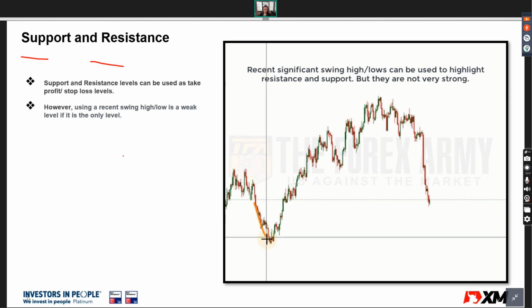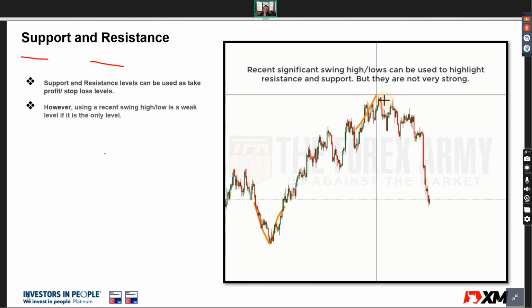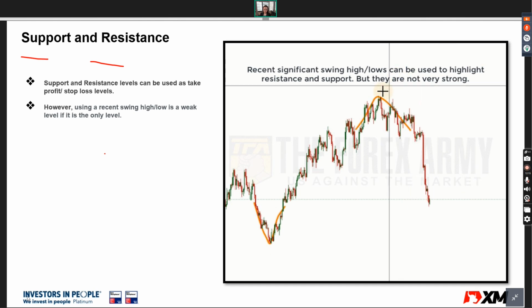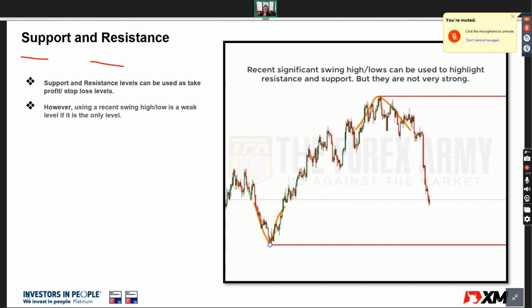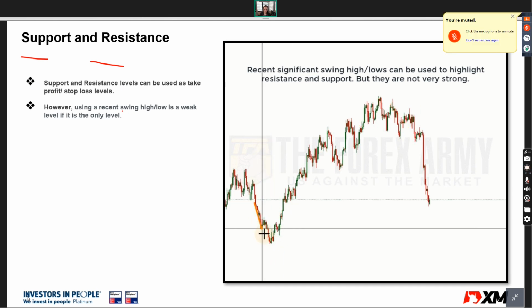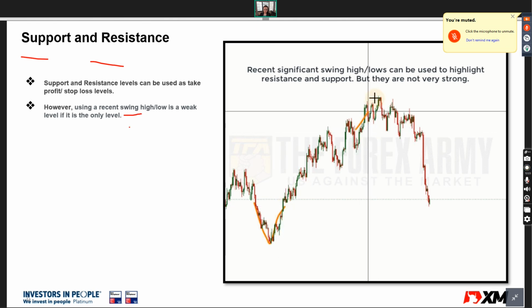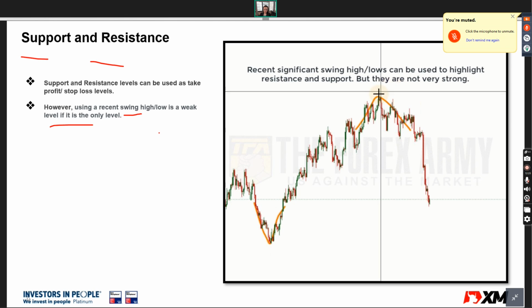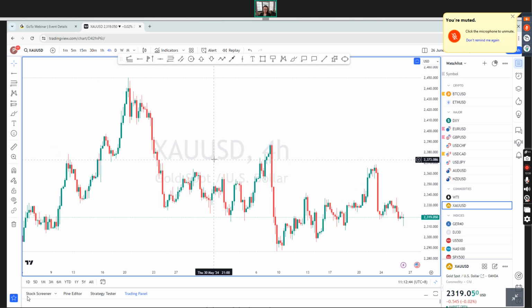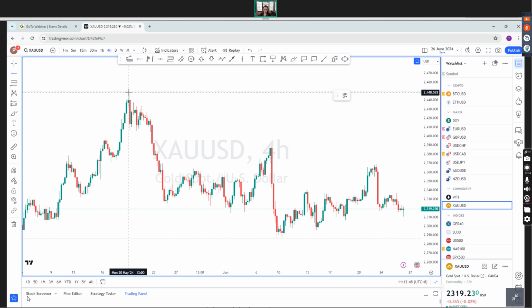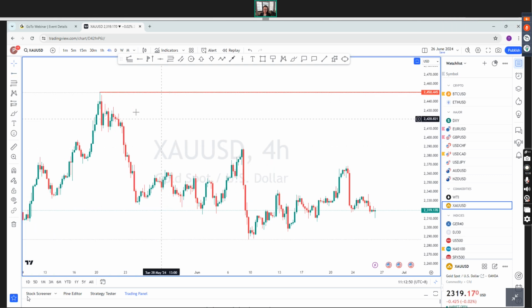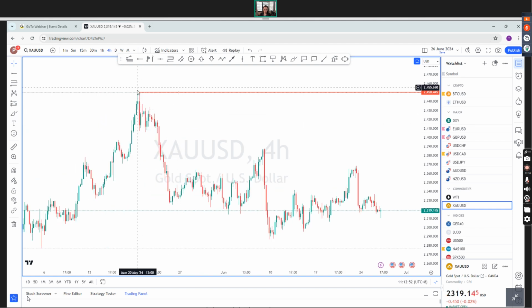So to me, I identify my key level at least on H1 or H4, and then I go lower to the M5, M15 time frame to find the entry. Again, using a swing low or swing high alone is a weak level if there is only one. For example, if you just refer to this as only a swing high, it may not be very strong because price came in only one time and then rejected from that.